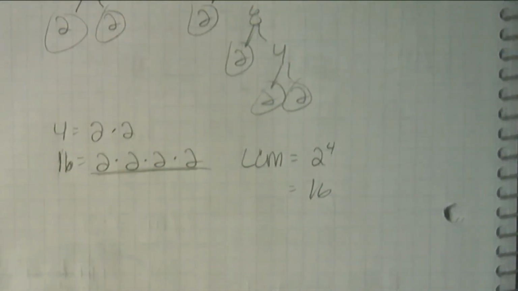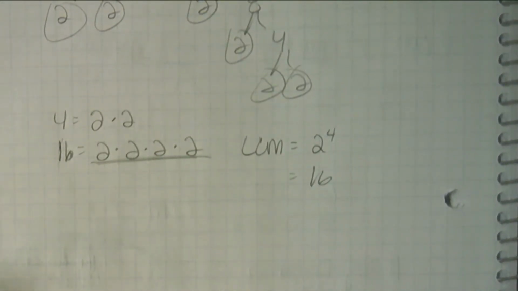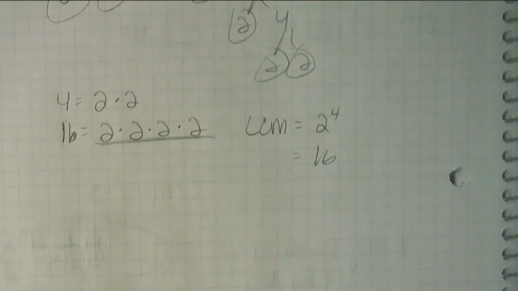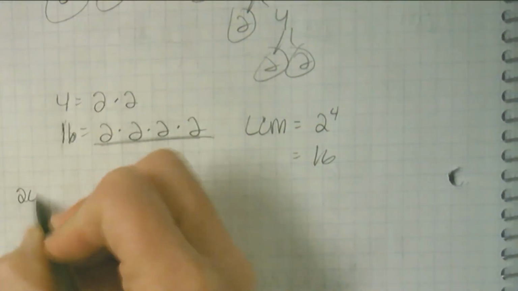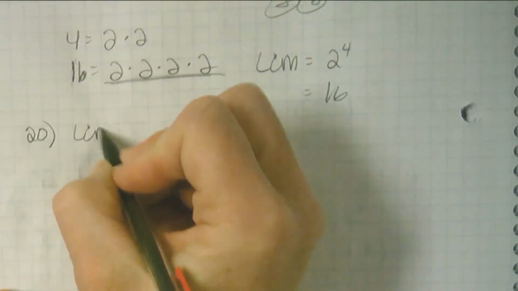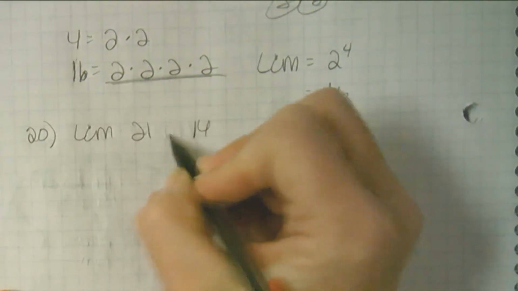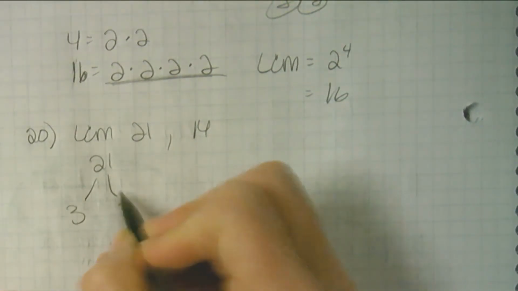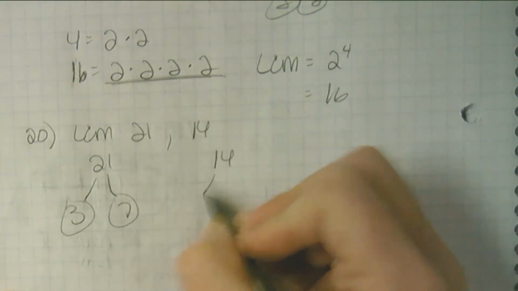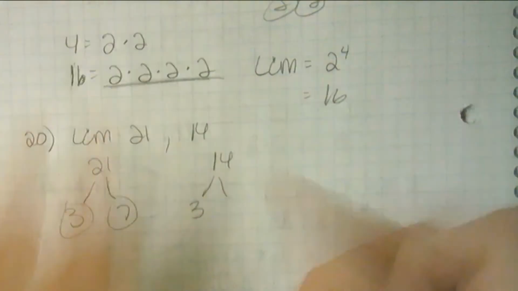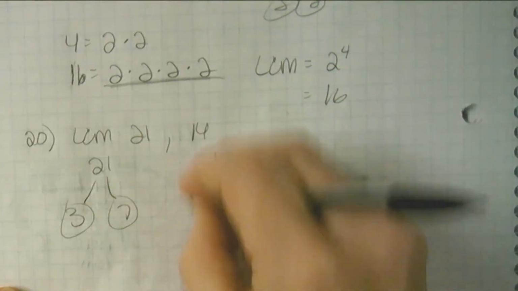All right, let's do another one to make sure you understand this, whoever needs help with this. So let's do 20. I want to find the LCM of 21 and 14. 21 is going to be 3 times 7. 14 is going to be 2 times 7.